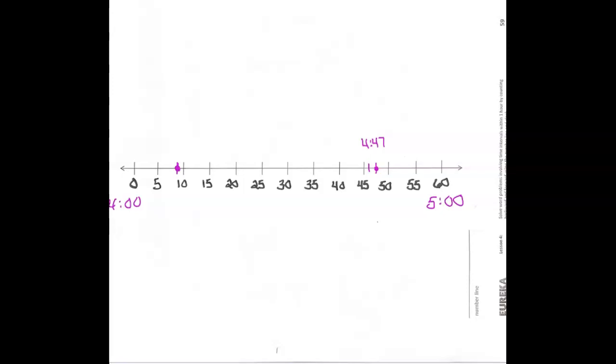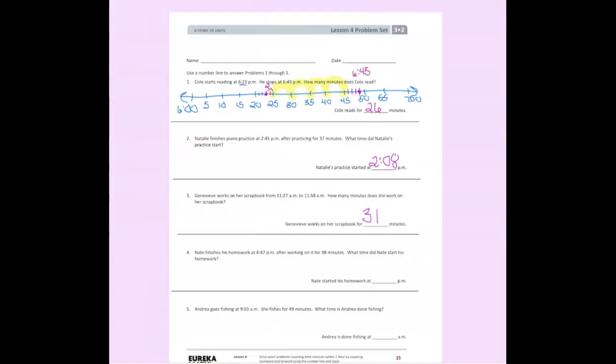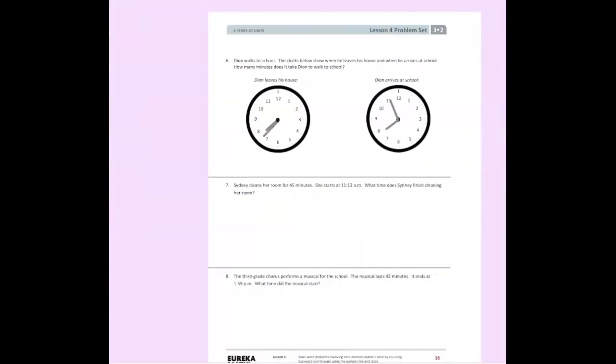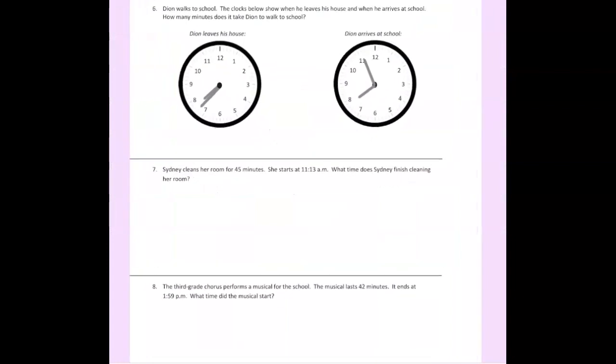And this time is 1 minute before 4:10. So he started at 4:09. So we're going to write 4:09 p.m. We're going to skip number 5 for now. We're going to go to number 6.